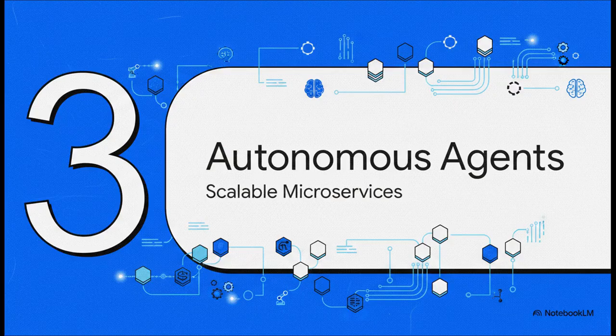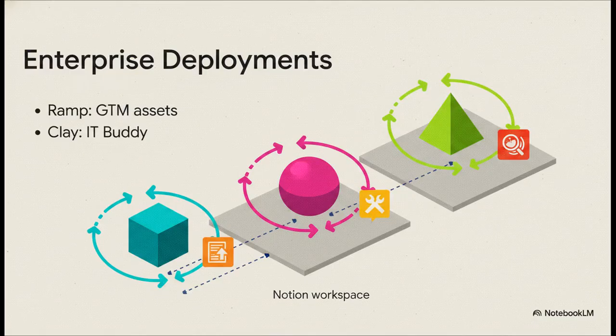Part 3. Autonomous agents as scalable microservices. Let's look at the active components. Real-world enterprise deployments prove this architectural shift is already happening. RAMP utilizes a specific agent to instantly extract go-to-market assets. Clay completely replaced their Tier 1 internal IT support with an automated resolver. BrainTrust deployed an autonomous competitive intelligence parser that continuously updates internal documentation based strictly on external market signals. These are no longer passive chat interfaces waiting around for a user prompt.